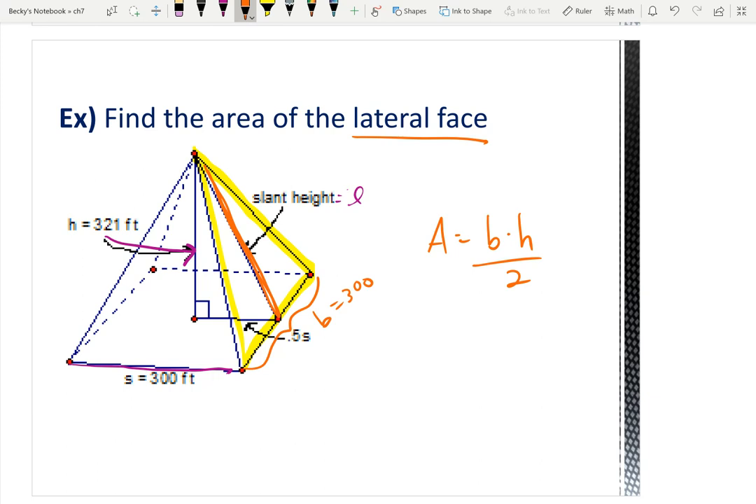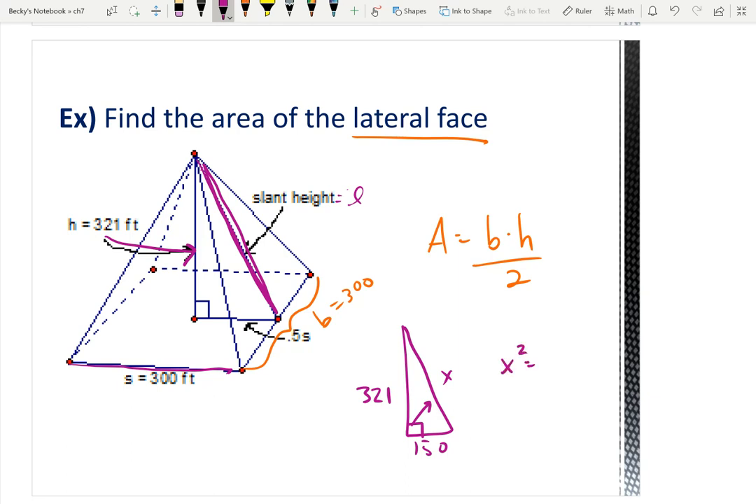Okay, now let's go back to this Pythagorean thing. Can we solve for this? Of course we can. And I'm just going to redraw it down here. We know this is 150, this is 321, and we're going to solve for x. So I'm going to use Pythagorean. My hypotenuse is x, and my two legs are 321 and 150.